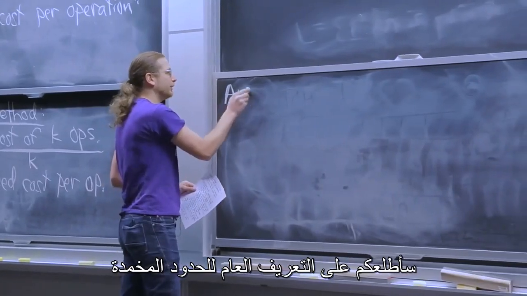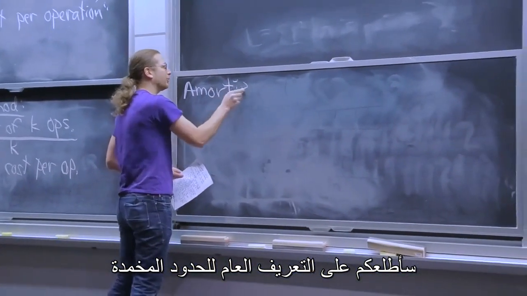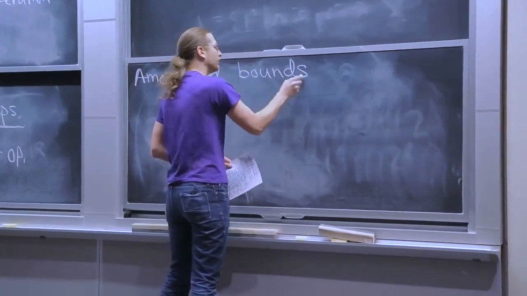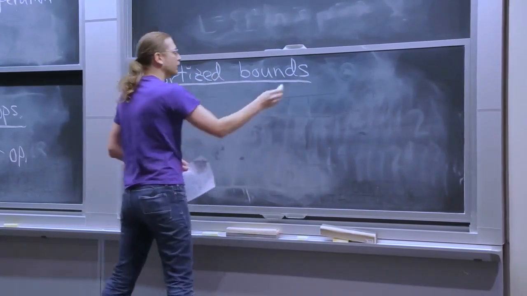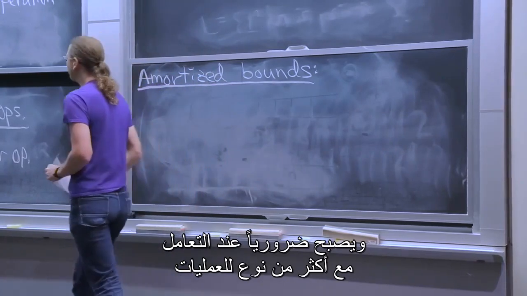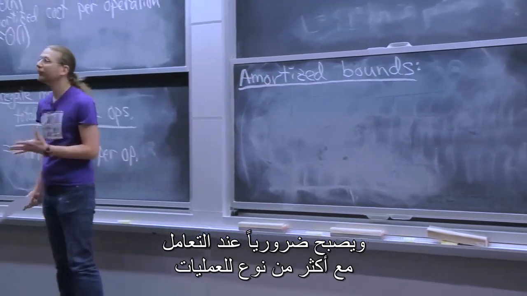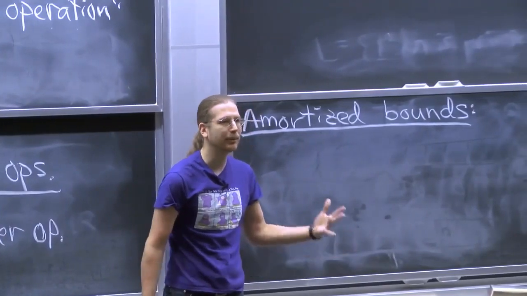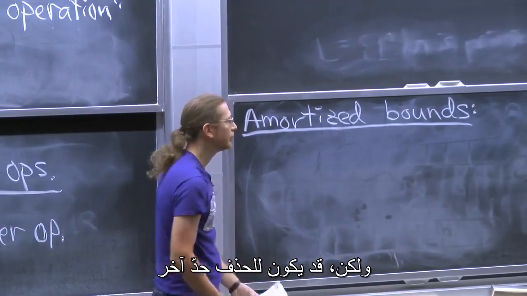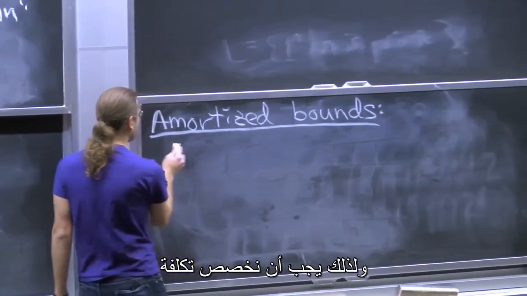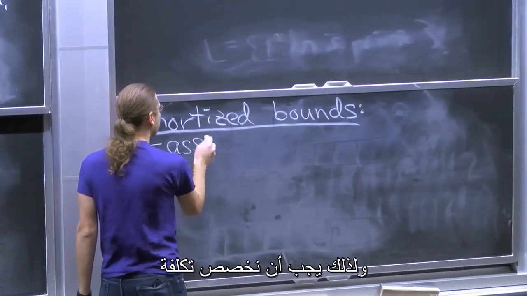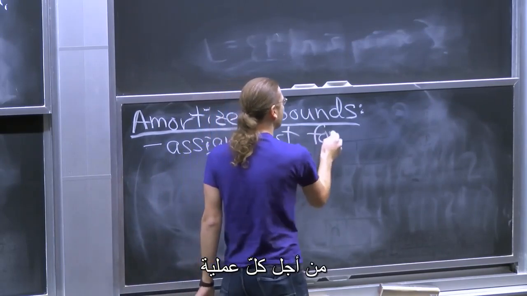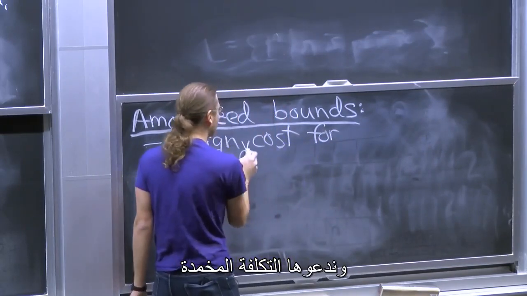Let me now give you the general definition of amortized bounds, which becomes important once you're dealing with different types of operations. I want to say an insert costs one bound amortized, and maybe a delete costs some other bound. So what you get to do is assign a cost for each operation. I should call it an amortized cost.